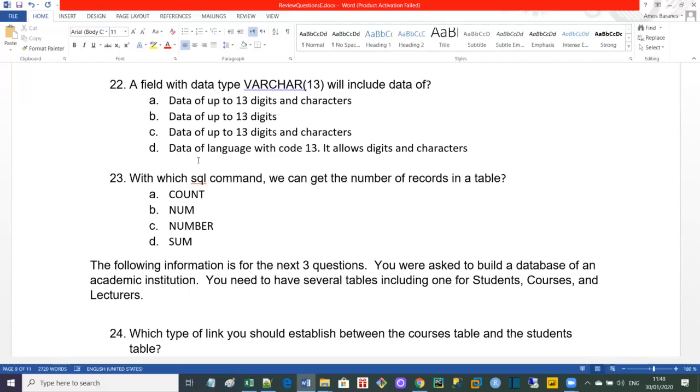To save space on the hard disk, when I use varchar, the database, I should say, will allocate memory on the hard disk according to the actual number of characters I am putting. But the maximum that it will allow me to put in that record is 13 characters. Therefore, answer number A is correct. Data of up to 13 digits and characters. It could be a number, it could be any other characters. The rest are incorrect answers.